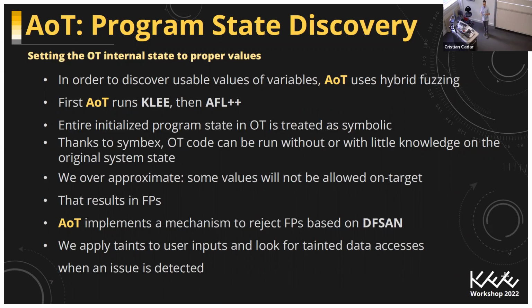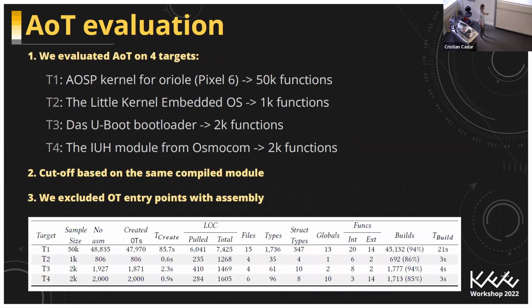The idea here is that you mark the entire program state as symbolic. And thanks to symbolic execution, we can actually run the code without knowing the original program state. So we let the executor explore as many paths as possible, which of course leads to false positives. That is, there are certain paths or values which are allowed in the off-target, but will not be allowed on the device because we are missing constraints from the device. And we have a mechanism to filter them out based on a data flow sanitizer.